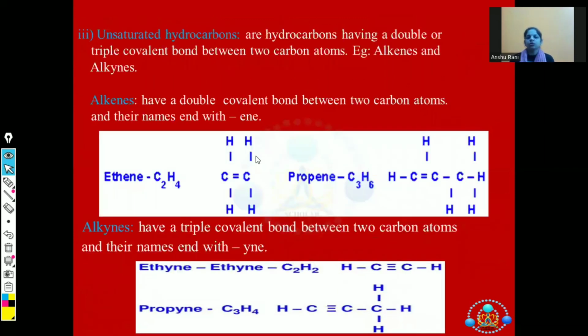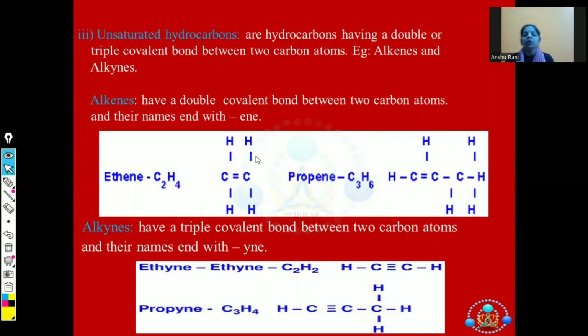Then you have unsaturated hydrocarbons. Unsaturated are those which have double or triple bonds between carbon atoms, like we have alkenes or alkynes. Alkenes are those which have a carbon-carbon double bond. For them, the primary suffix will be ene, and those which have a carbon-carbon triple bond are called alkynes. Alkynes have the suffix yne.